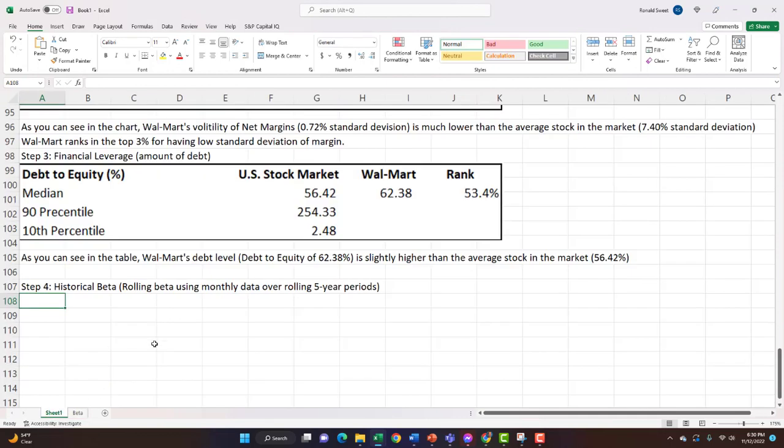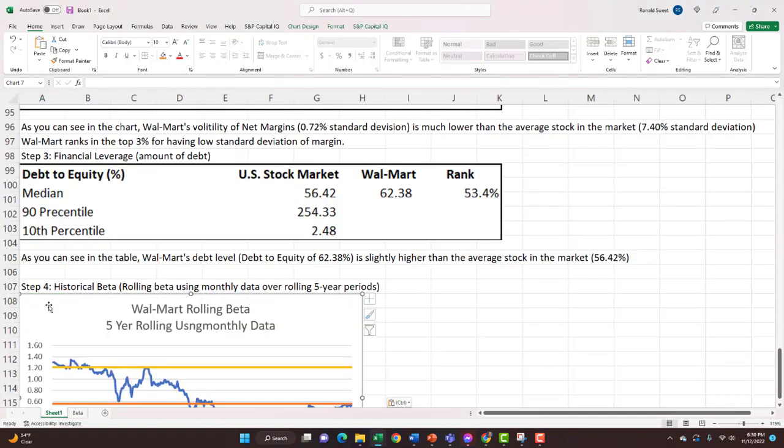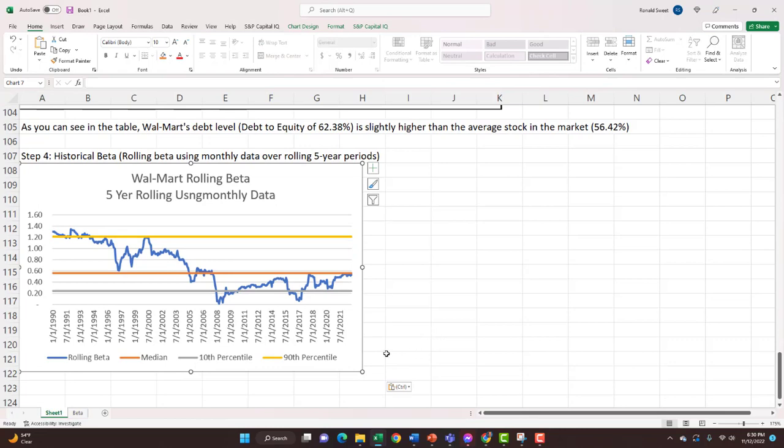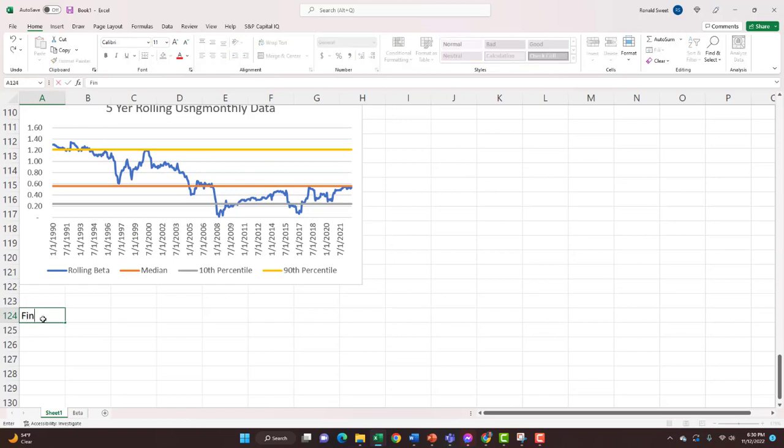Let me copy that and I'll bring it over here. And now I have my rolling beta. And so you want to have your final beta. What I recommend is that you build a table of some kind that does the different pieces. So revenue sensitivity, I would say 0.4 to 0.7. I'm going to say definitely a defensive stock.